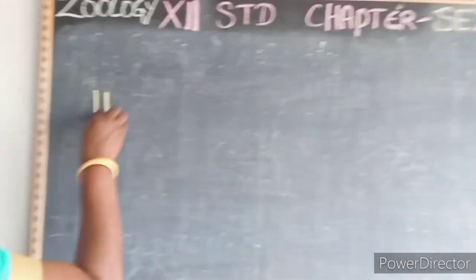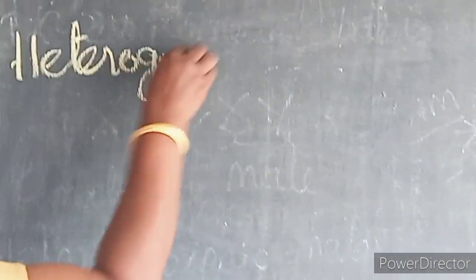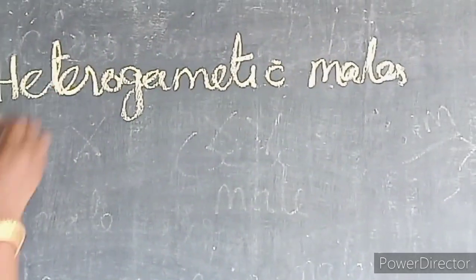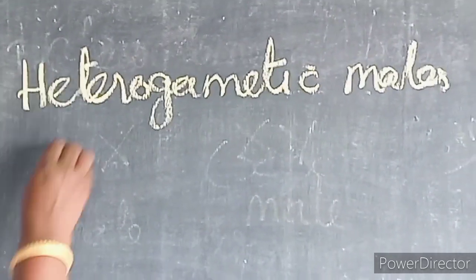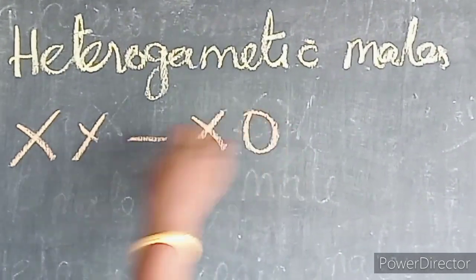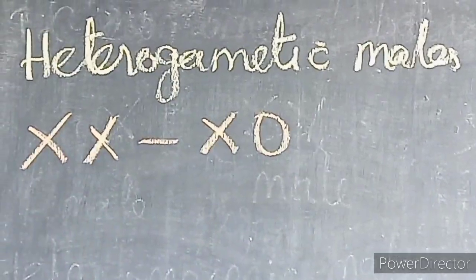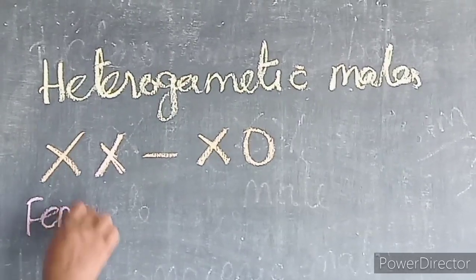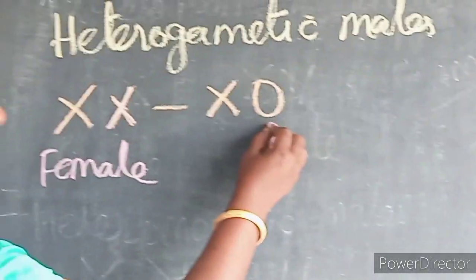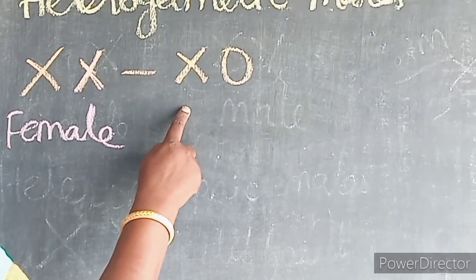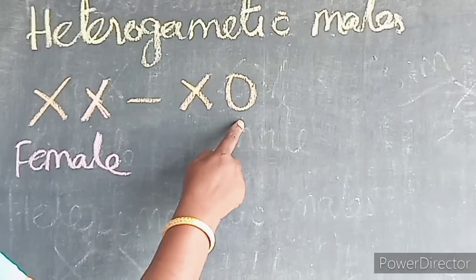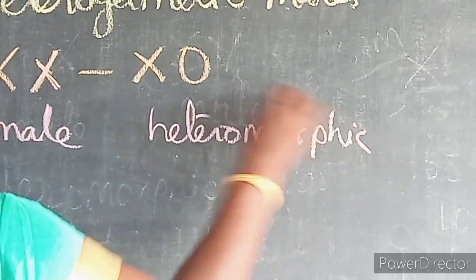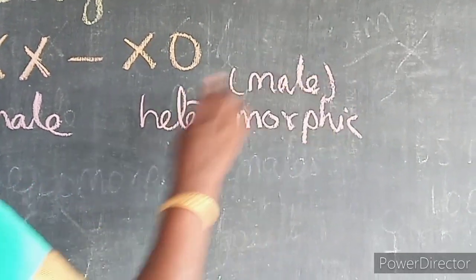So next we will see about the heterogametic males. Hetero means what? Different. So here we are going to see about the XX and XO type. See here, these two chromosomes are the same, then it is homomorphic, so it resembles the female. See here, X and O: it is different. Only one X chromosome is present and the other chromosome is absent, so it is heteromorphic. So it represents the male. Listen here, children.